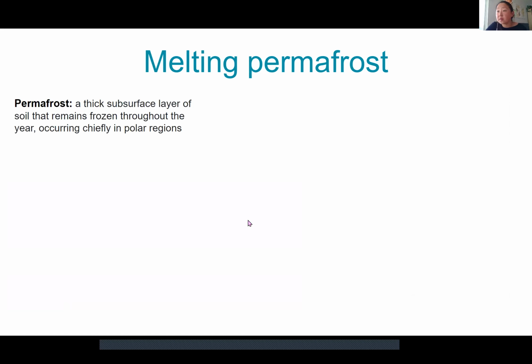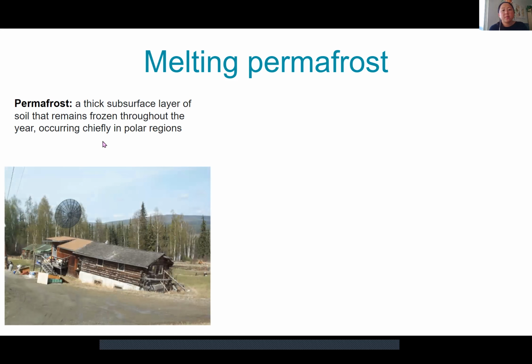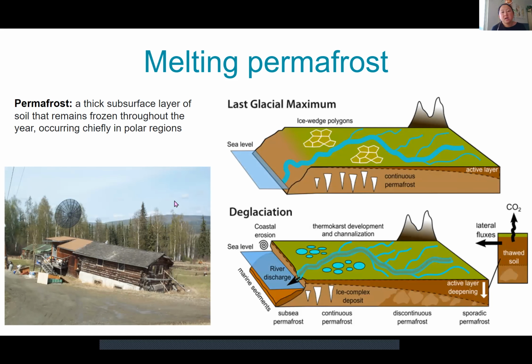The same is happening with permafrost. Permafrost is a thick sublayer of soil that remains frozen throughout the year, occurring chiefly in polar regions. So permafrost is the land equivalent of sea ice, where there's soil that just remains frozen year round. When permafrost melts, a myriad of things happen. How it impacts humans directly right now is that the ground becomes less solid because frozen ground is melting, right? So this happens in civilizations where there's permafrost.